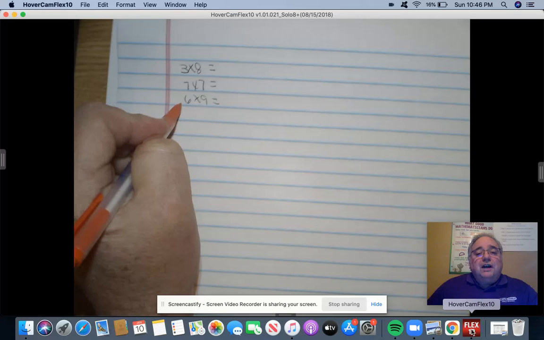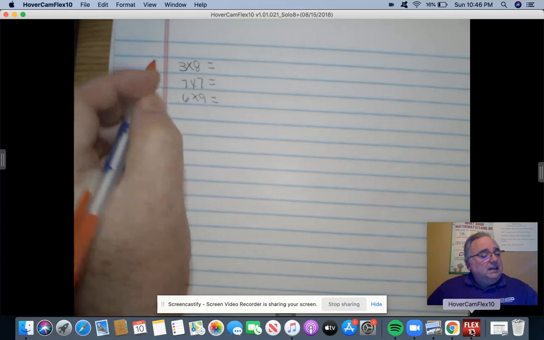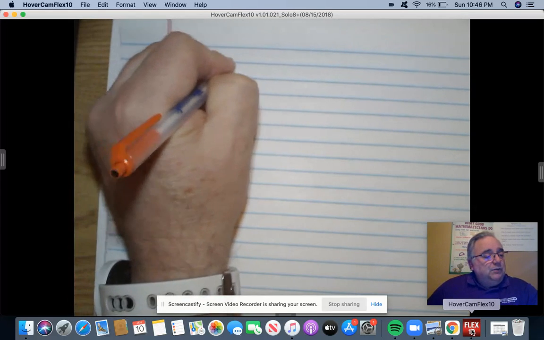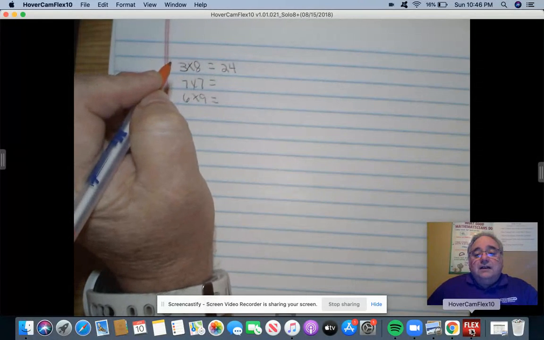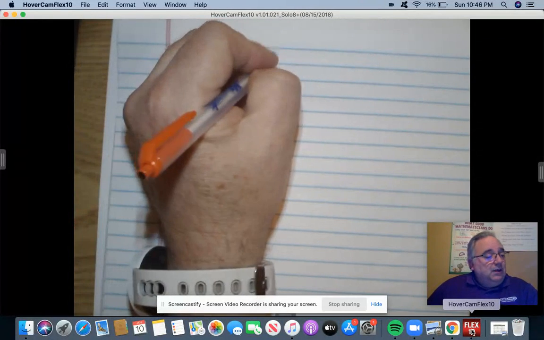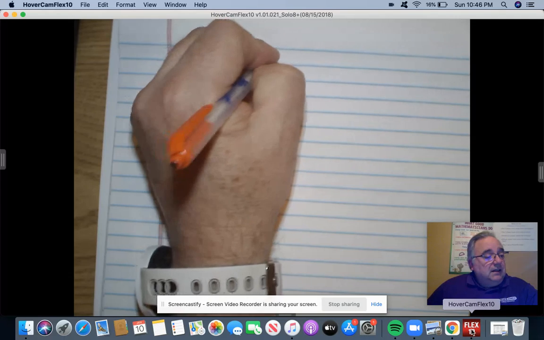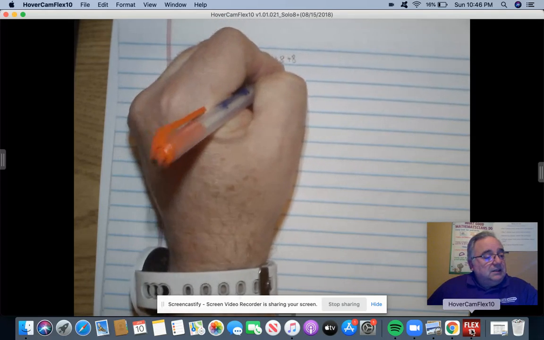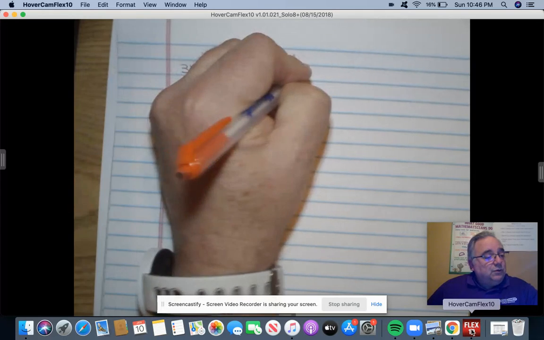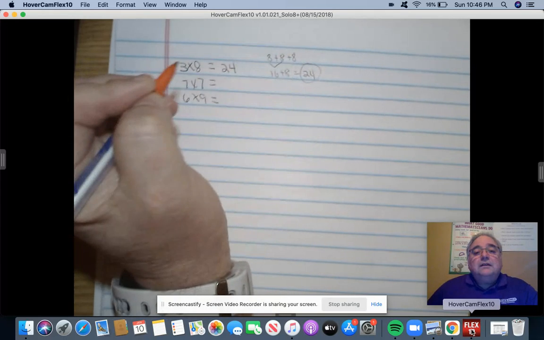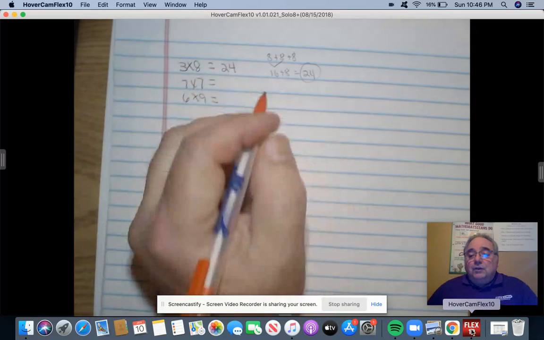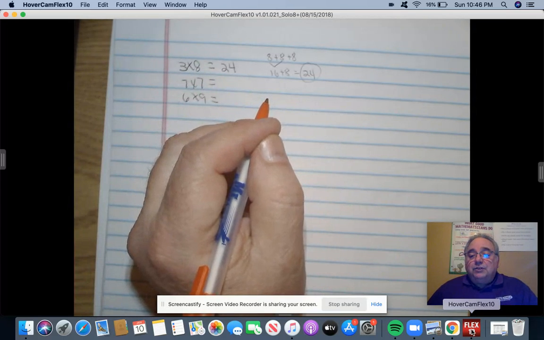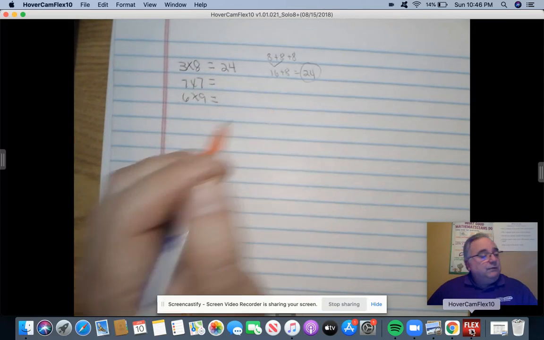So the first one I have is 3 times 8 in the fill in the blank. Hopefully you put it's 24. How do we do that? We can do sets of eights. 8 plus 8 plus 8, that equals 16 plus 8 equals 24. Or if you know your multiplication tables, you know that 3 times 8 is 24.